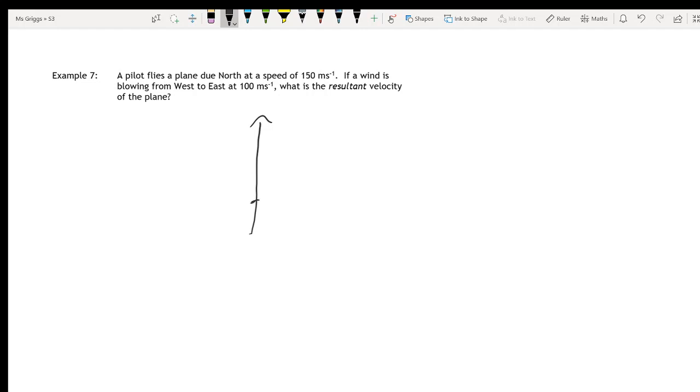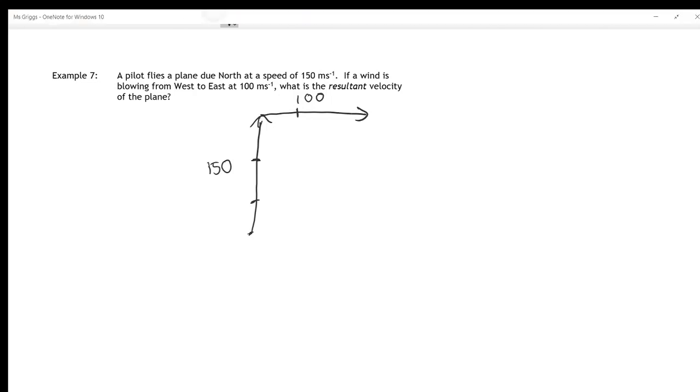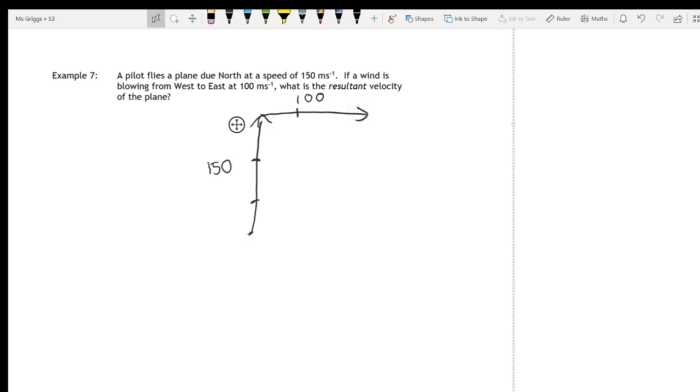So what I would do, you can either draw a scale diagram and go for 50 meters per second for 1 centimeter. So that would be 150. And we've got a wind blowing west to east, so east direction at 100 meters per second. So I would say that would be 2 centimeters. It's not particularly a very good scale there. There we go. So the resultant velocity is from the start point to the end point there.